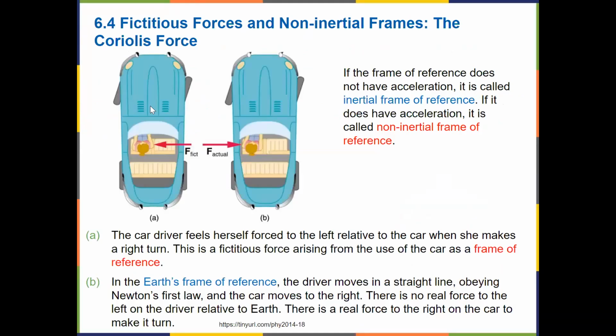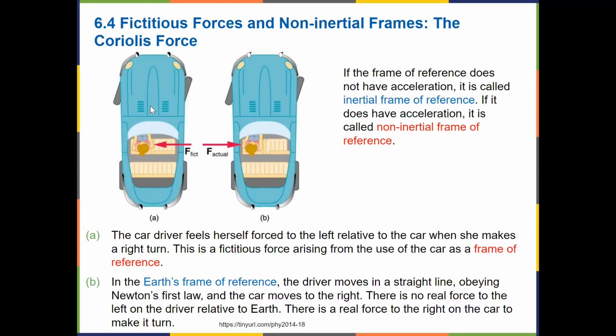All right, so the next section talks about fictitious forces. That means sometimes you feel some force. For example, if you are turning to the right, then you feel like you are being thrown out towards the left, right? So you feel like there's a force pushing on you towards the left. But if you take a second look, there isn't anything pushing on you. There's no object exerting force on you.